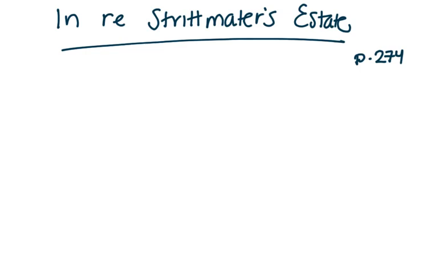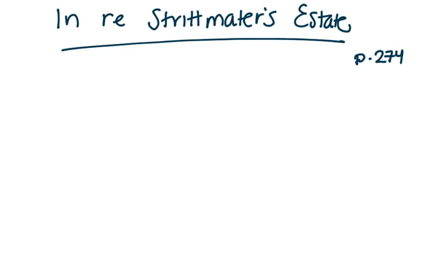This case also shows how insane delusions can affect the validity of a will. Here are the facts of the case. Louisa Stripmatter was an unmarried woman who left her estate to a feminist organization called the National Women's Party. She had been a member of the National Women's Party for 19 years.